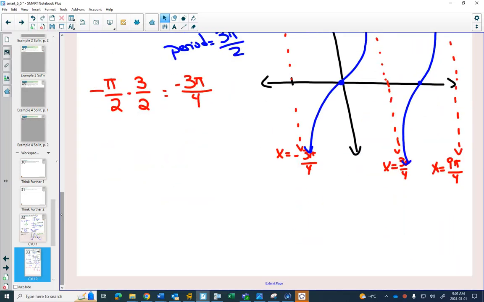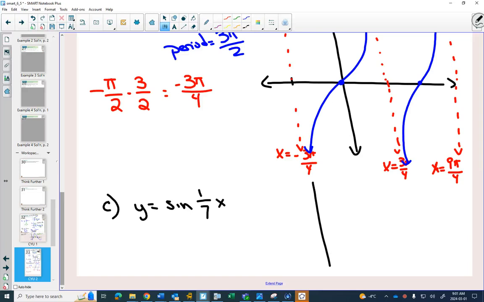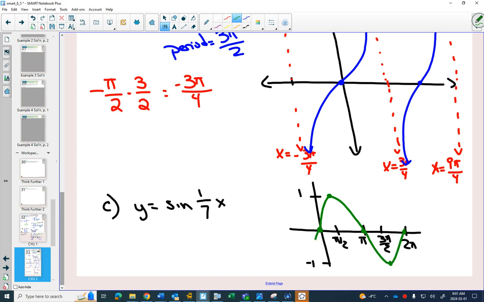And finally, part C is dealing with a sine graph. We've got y equals sine of x over 7. If you have x over 7, recognize that x over 7 is the same as 1/7 times x. And our sine graph, again, label your axes family. Here's our sine graph, starting in the middle, going up. Middle, maximum, middle, minimum. There's our sine graph.